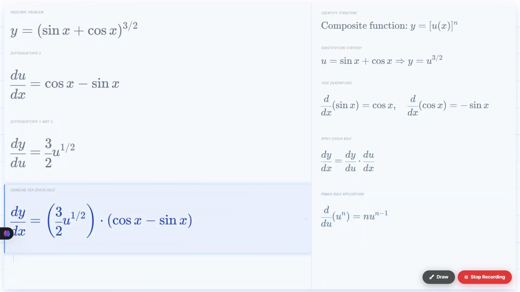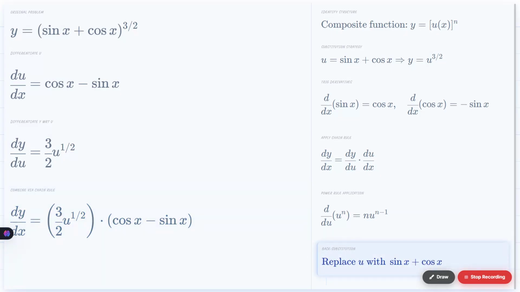We combine our parts by multiplying 3/2 times u to the power of 1/2 by cos x minus sin x. We do this to put the chain rule together. Multiplying these parts gives us the full derivative dy divided by dx. We replace the letter u with sin x plus cos x. We do this to get rid of the extra letter and use only x. This step puts our original pieces back into the answer.